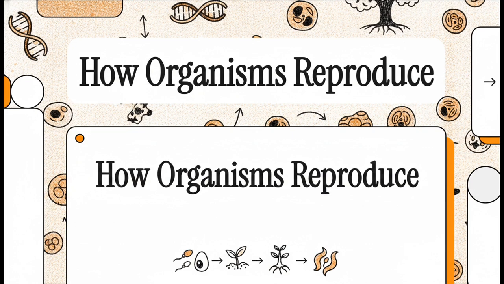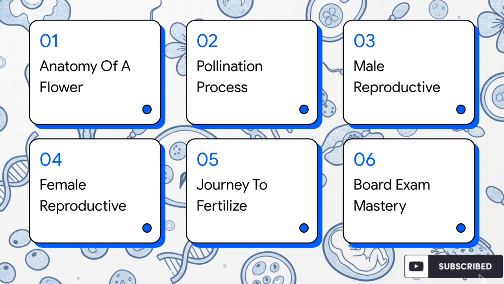Okay, let's dive right into this and uncover exactly how different organisms manage to pull off this incredible feat. Here's the roadmap for today. We're going to start with plant botany, checking out flower anatomy and pollination. Then we'll shift gears to human biology to cover the male and female reproductive systems and trace the journey to fertilization. Finally, we'll wrap it all up with a quick board exam mastery quiz.